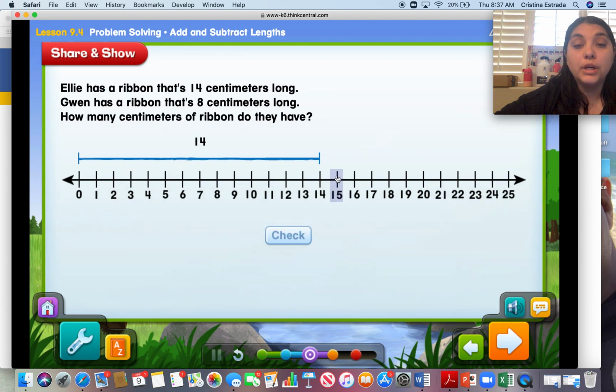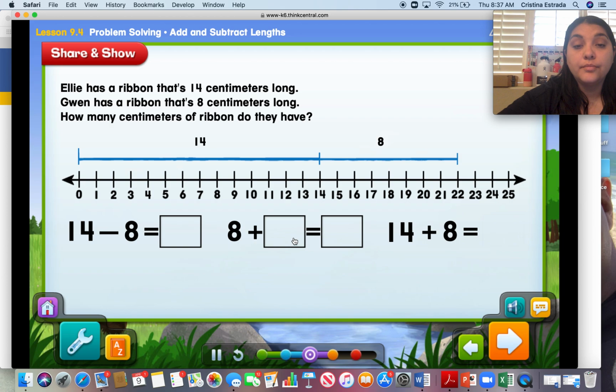So I'd show 1, 2, 3, 4, 5, 6, 7, 8. Now let's check my work. That's right. The 22 centimeter mark shows where Gwen's ribbon ends. Which number sentence shows the problem? Now, did I do 14 minus 8? Did I do 8 plus something equals something? Or did I do 14 plus 8?